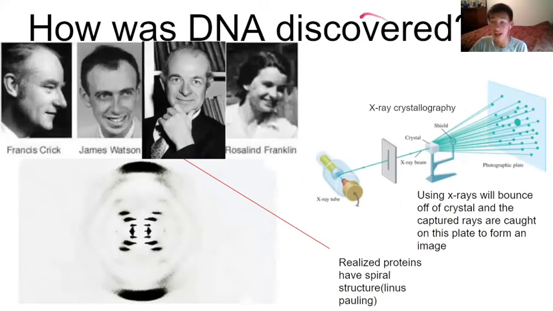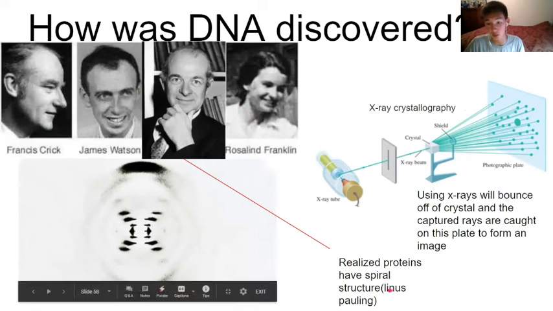And the last question here is, how was DNA discovered? This is a big question, and I know a lot of people had it. It was very interesting, and I'm really glad you asked it because it's an important question. Here we have these four people. There are a couple more, but these were the main people. We have Linus Pauling, who realized that proteins have a spiral structure. We have Francis Crick, James Watson and Rosalind Franklin.